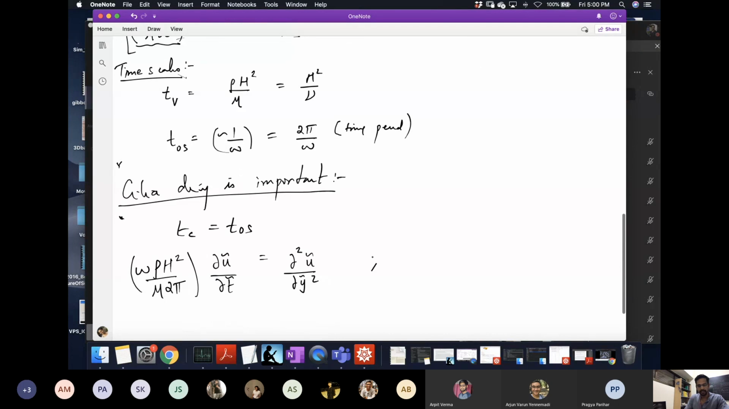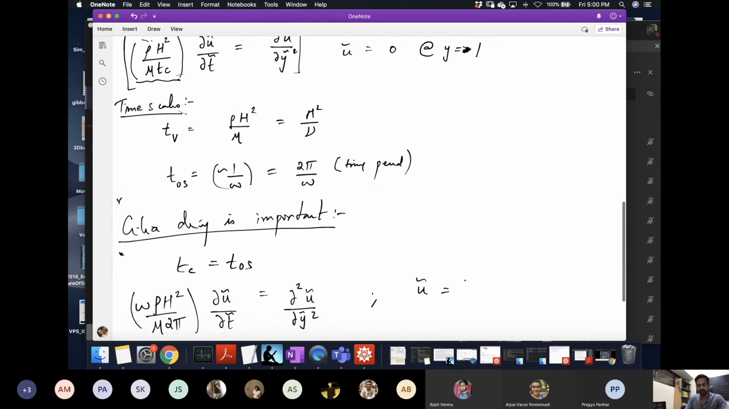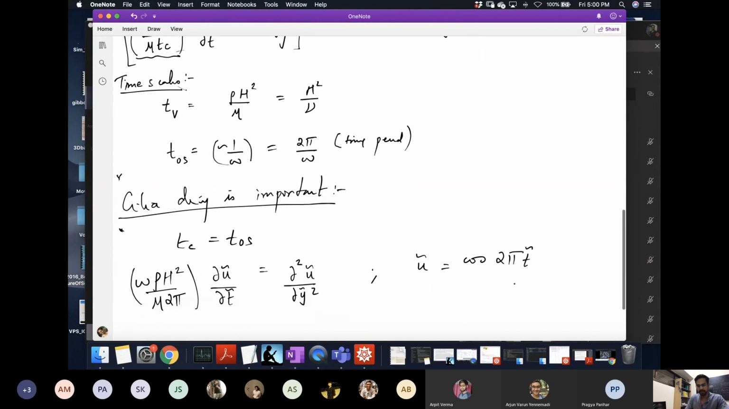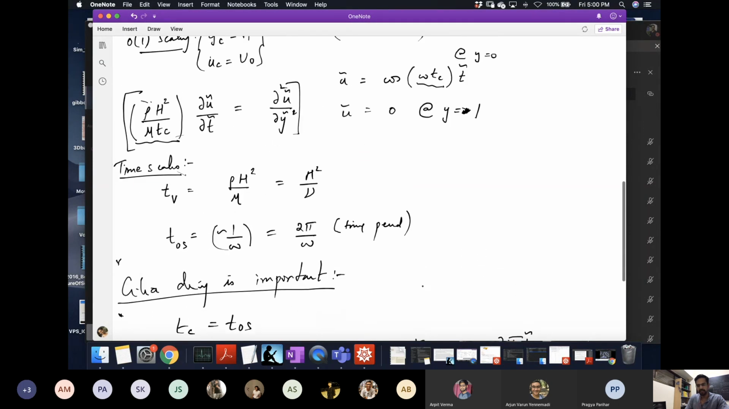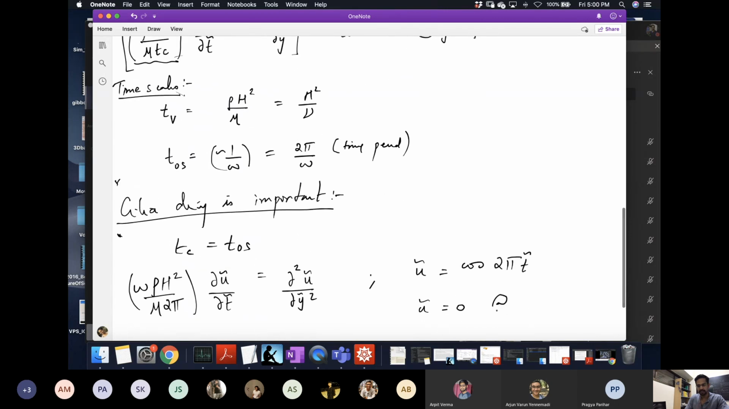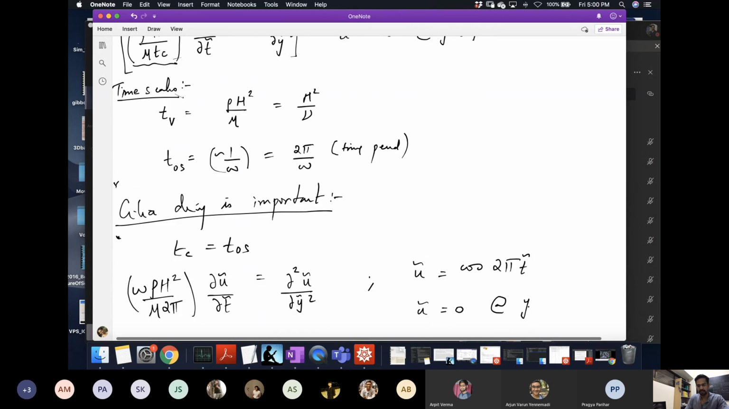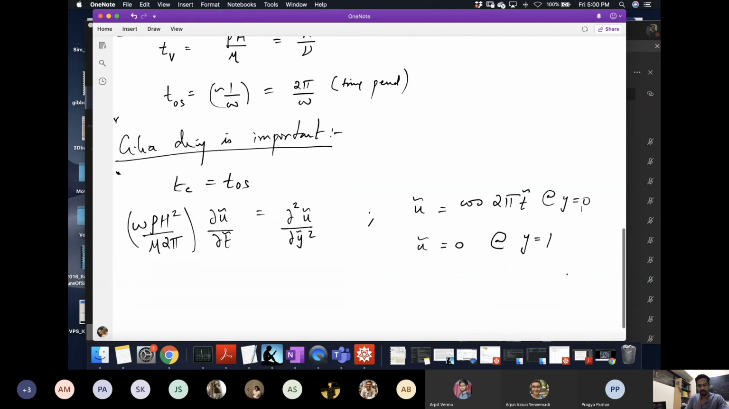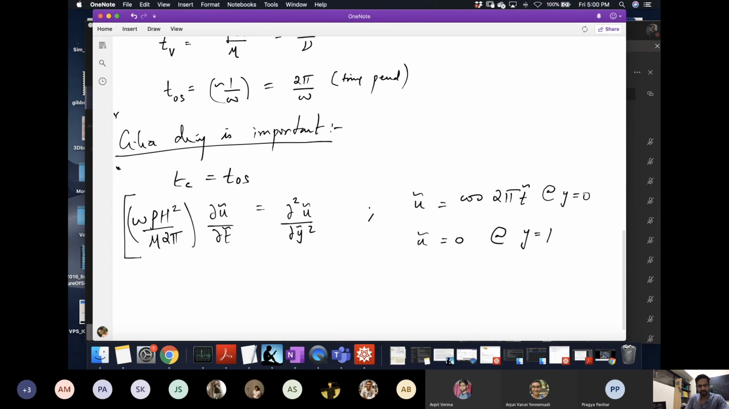So that's a governing equation, and then the momentum equations here just become cosine 2 pi t tilde, so it's a periodic driving, right? And it's 0 at the walls. Zero at the top wall. This is at y equal to 0. Okay, so this is the form of the final scaled equation that we have.